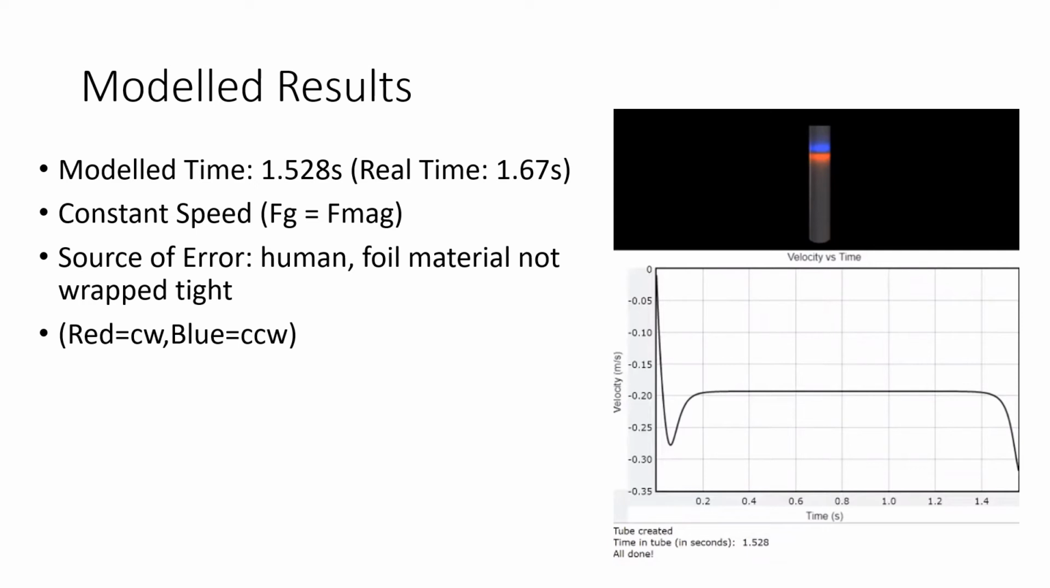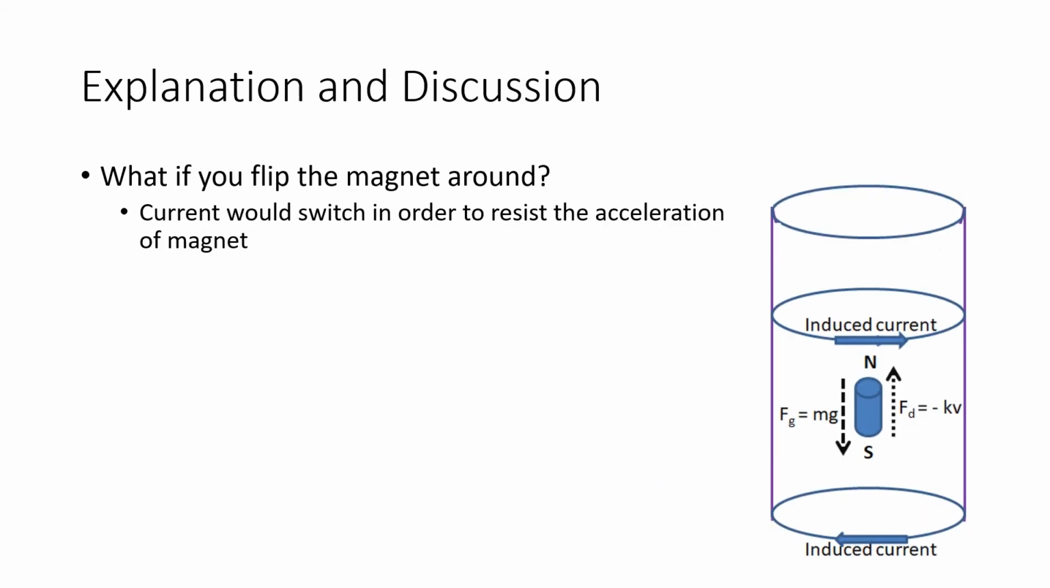So what happens is it was a constant speed, which we can see in the graph, and that just means that the force of gravity is equal to the magnetic force. And the source of error is probably human. Foil error might not be wrapped tight, it might be too much more wrapping than we thought it was. And as you can see, the red means clockwise and the blue means counterclockwise for the above demonstration.